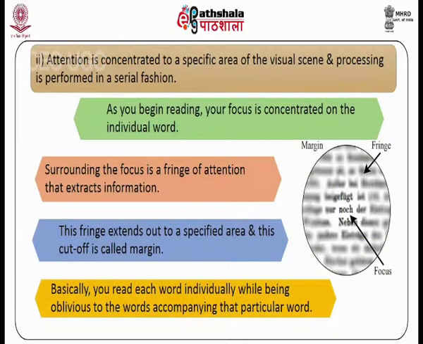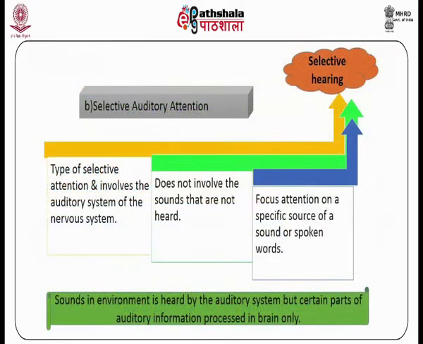In the second stage, attention is concentrated on a specific area of the visual scene and processing is performed in a serial fashion. As you begin reading, your focus is concentrated on the individual word. Surrounding the focus is a fringe of attention that extracts information. This fringe extends out to a specified area and this cutoff is called the margin. Basically, you read each word individually while being oblivious to the words accompanying that particular word.